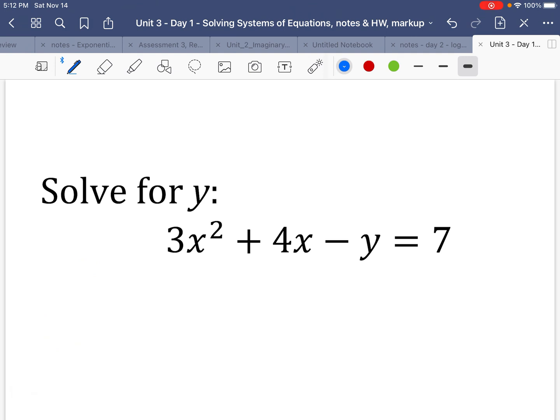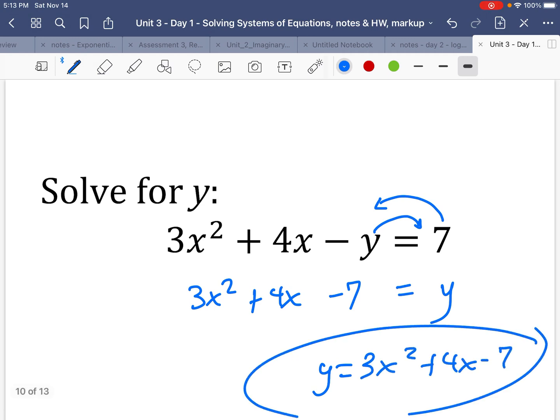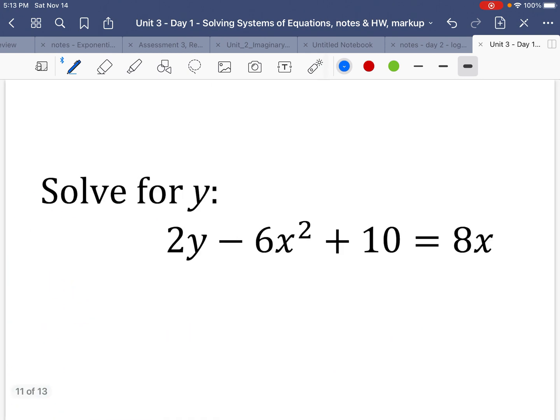So with this one, if I brought this 4x over and this 3x² over, then I'd have to change this to -y. So I think that's a lot of work. So why don't we just do this instead? Why don't I just put this y over here, it becomes positive, and put the 7 over there, and it becomes negative. So I get y equals, and then I have 3x² plus 4x, and then it'll be -7. And normally you would write it like this. And there you go.